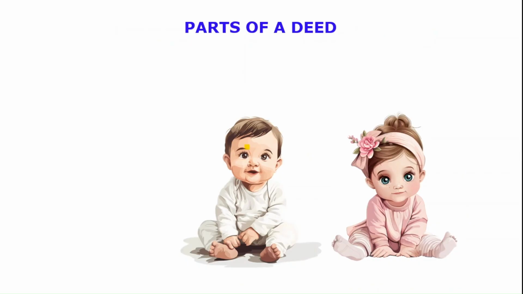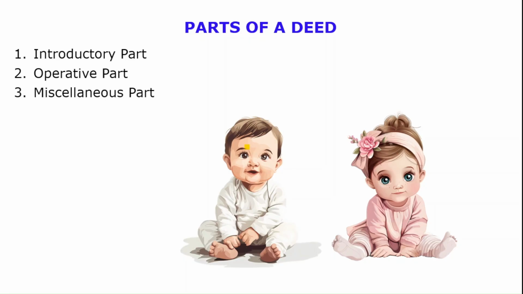Every deed is divided into 4 parts, and these parts include: 1. Introductory part, 2. Operative part, 3. Miscellaneous part, and 4. Concluding part. Every deed is divided into how many parts? 4. What are the 4 parts of a deed? Number 1, introductory part, operative part, miscellaneous part, concluding part.